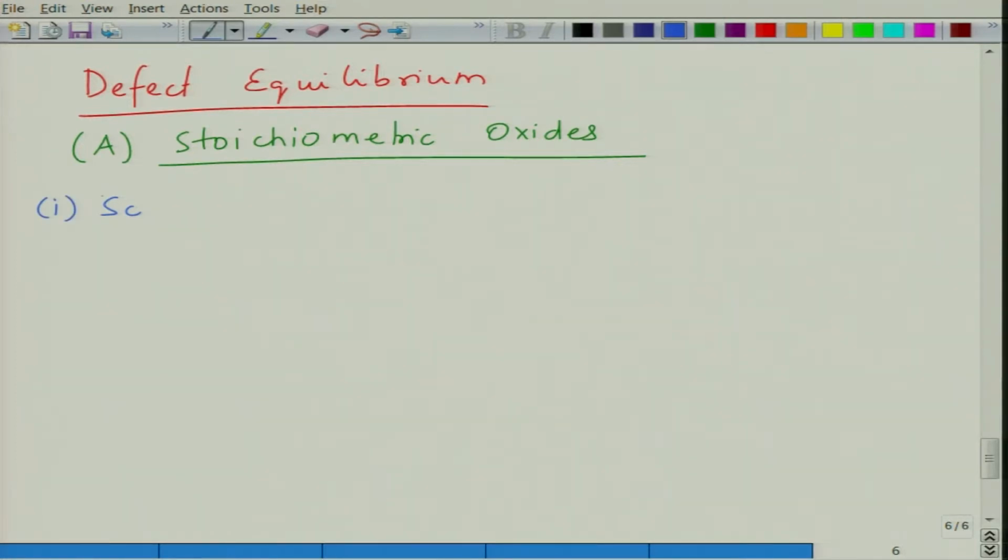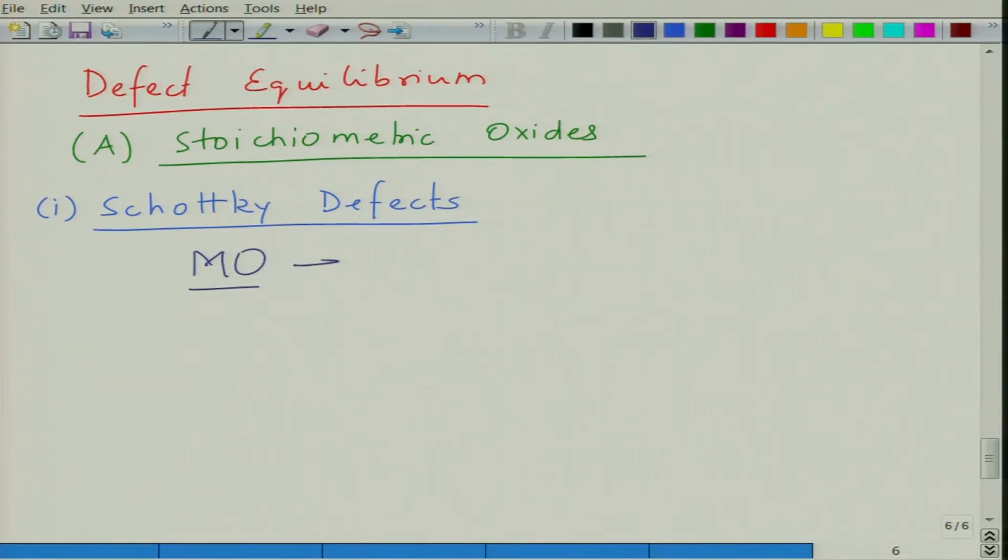Schottky defects. Let us say the oxide is MO, a binary oxide. How do you write the defect reaction? The defect reaction is basically 0 going to the Schottky defect, which will have a vacancy of metal plus a vacancy of oxygen. This is negatively charged, this is positively charged.